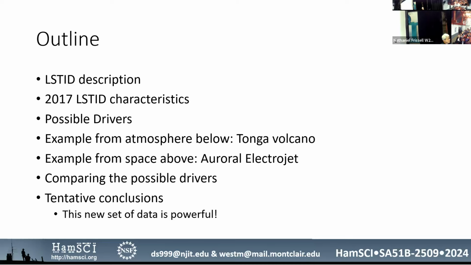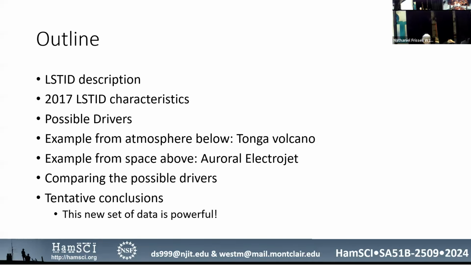So as an outline here, I'll tell you a little bit about the LSTIDs, the characteristics of 2017. Most of the data here is talking about 2017, but lately I've gone on and done the next 4 years as well. So there's some data about them. We really want to find out what drives these things. What makes the bottom of the ionosphere go from flat to rippled?